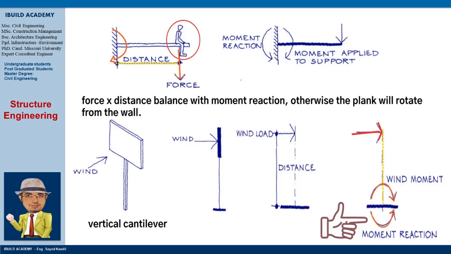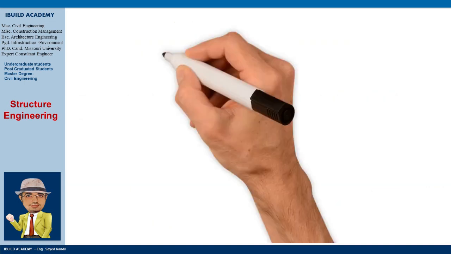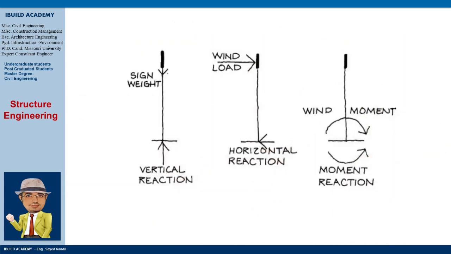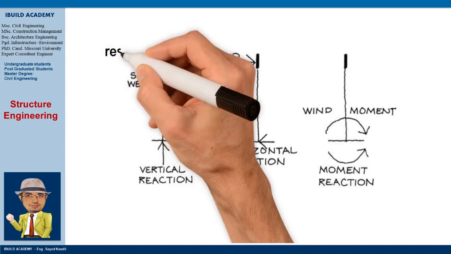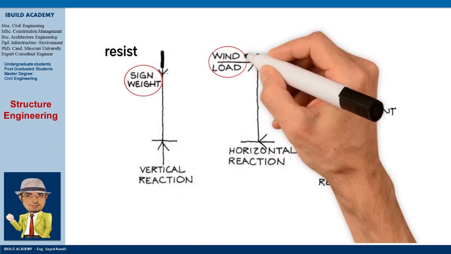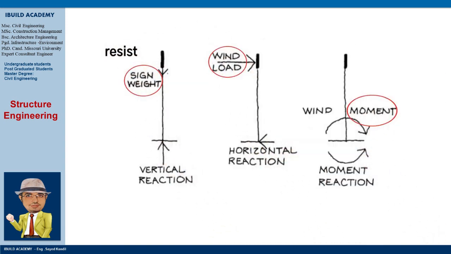Many structures require more than one type of reaction. Using the example of wind blowing on a sign, the support must provide vertical, horizontal and moment reactions. These resist the weight of the sign, the wind load and the wind moment. The idea of moment equilibrium also plays a part in apportioning vertical reactions for spanning structures.